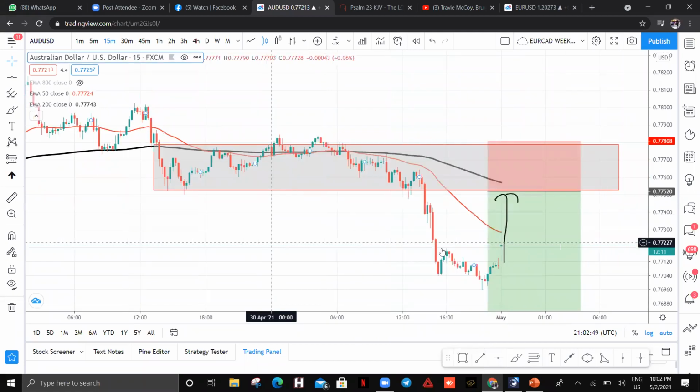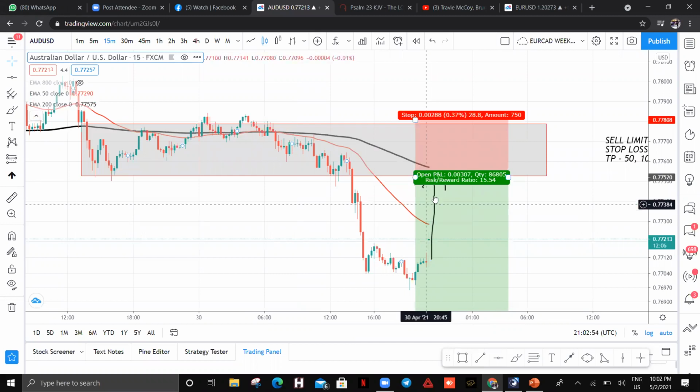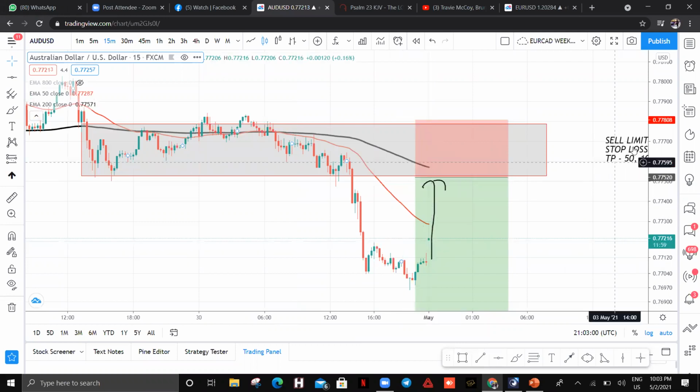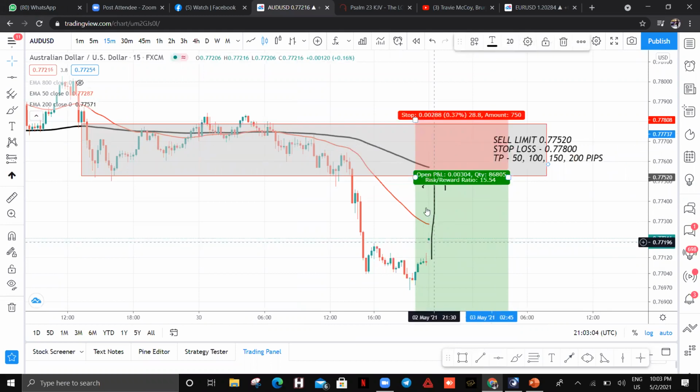You can see the beautiful gap. So I'm expecting price to go up a bit and react. Then you take a sell because this gap must definitely close. This is 15 minutes. So our sell limit is actually valid. So let's wait for price to react.